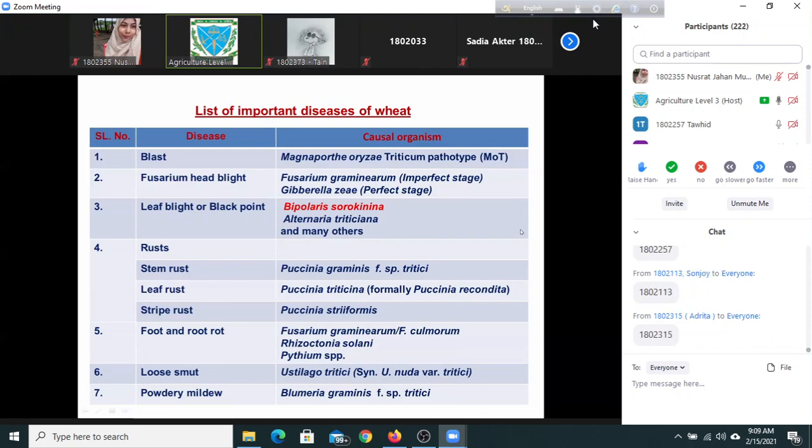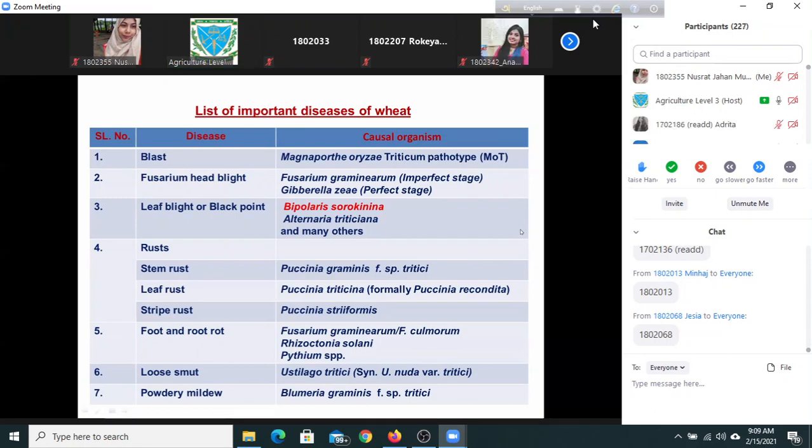Then Fusarium head blight, caused by Fusarium graminearum. The imperfect stage is when they reproduce asexually, producing spores or conidia. When they go for sexual reproduction, this stage is called the perfect stage, Gibberella zeae. So the main pathogen is Fusarium graminearum, causing Fusarium head blight.